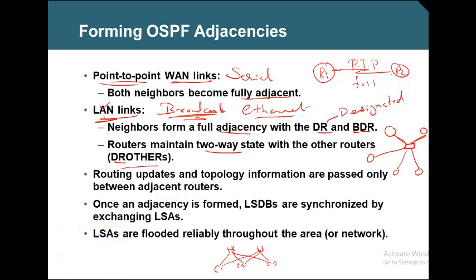So this husband is what I called as DR, designated router. His wife is what I called as BDR, backup designated router. And children is what I call it as designated others. In future, they're also going to be one father and mother, but as of now, they're children. Designated other.